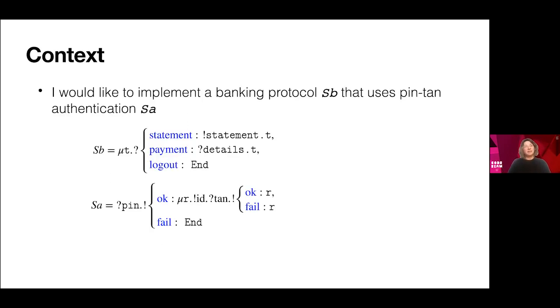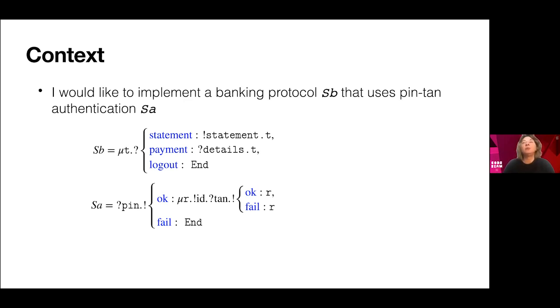To give you a context, I would like to implement a banking protocol. We have already seen a banking protocol. What you see here, this SB, is the session type version of the server that we have seen earlier on with communicating finite state machines. Basically it is a banking protocol that receives a request for a statement, a payment, or a logout, and then proceeds. And this is just a recursion, and the T goes back to the recursion.